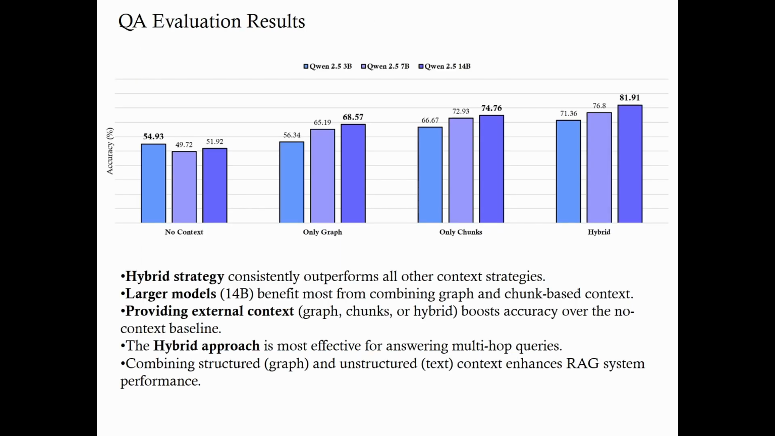And here are the QA evaluation results, and we can clearly see that the hybrid strategy consistently outperforms all other context strategies. Another pattern is that larger models benefit most from combining both graph and chunk-based context, and providing external context boosts accuracy over the no-context baseline.